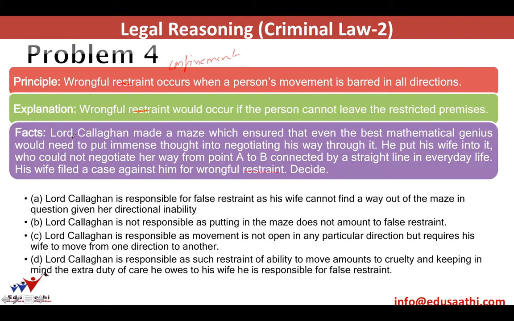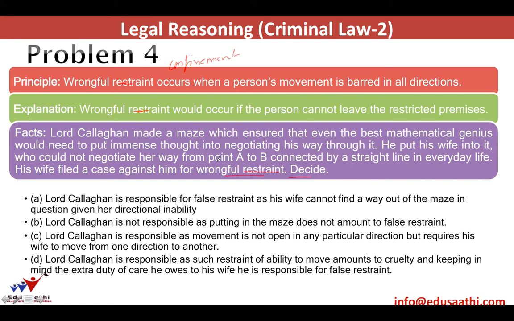Facts are: Lord Callaghan made a maze which ensured that even the best mathematical genius would need to put immense thought into negotiating his way through it. He put his wife into it, who could not negotiate her way from point A to B connected by a straight line in everyday life. His wife filed a case against him of wrongful restraint. So decide wrongful confinement in this case. Let's take the options.